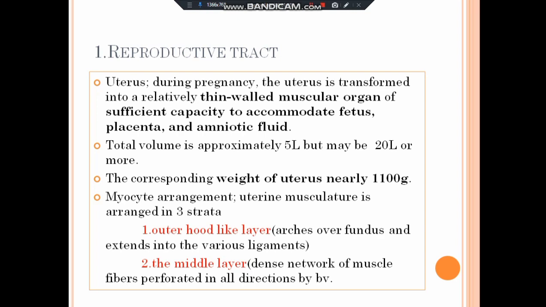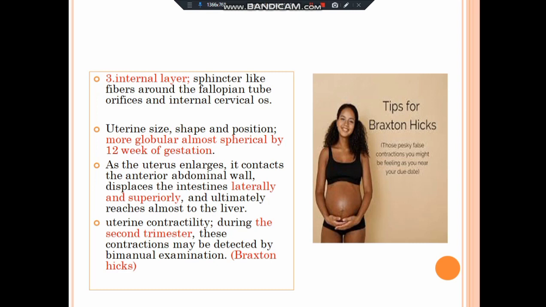First one is the outer hood-like layer. Second one is the middle layer, which is composed of a dense network of muscle fibers perforated in all directions by blood vessels. And third is the internal layer. During pregnancy, the uterine size is almost globular. At 12 weeks of gestation, it is mostly spherical in shape. We all know that during pregnancy, the uterus enlarges. So it displaces the intestines laterally as well as superiorly, and ultimately it reaches up to the level of the liver.